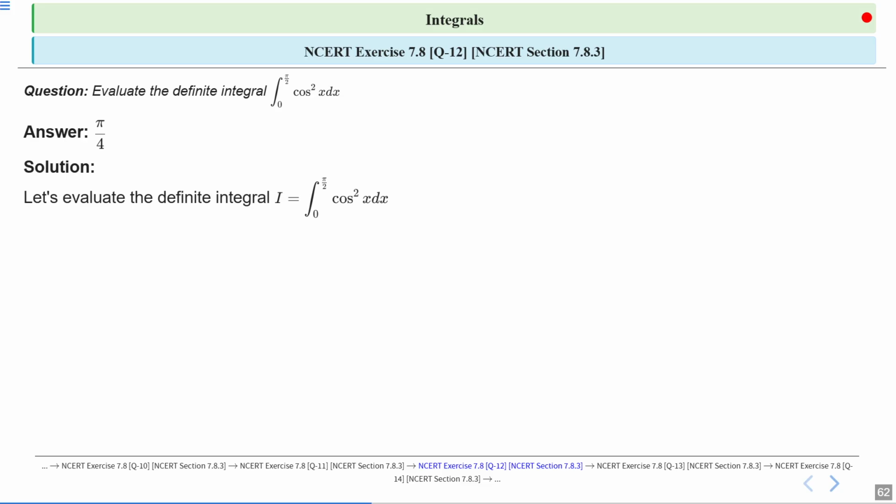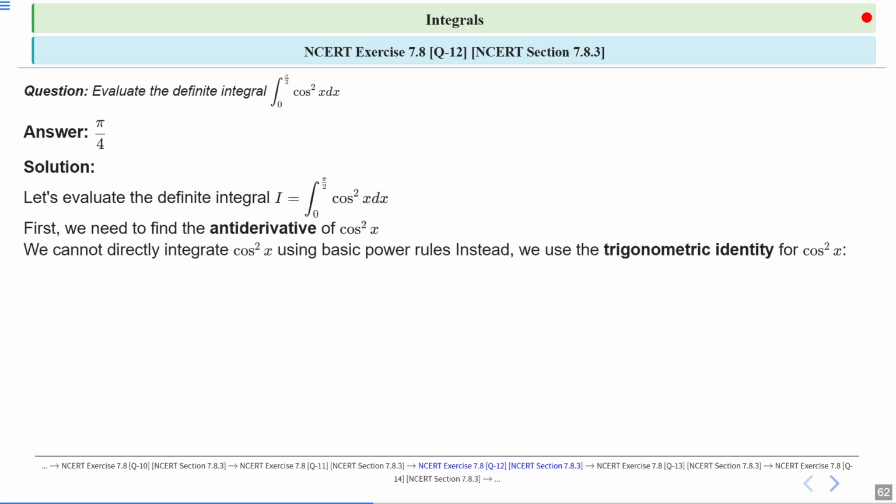So let's evaluate the definite integral I is equal to the integral from 0 to pi by 2 of cos square x dx. At first we find the antiderivative of cos square x. Now we cannot directly integrate cos square x using basic power rules. Instead, we apply the trigonometric identity that converts cos square x to (1 plus cos 2x) by 2, and we know the integration of cos 2x is sin 2x by 2.